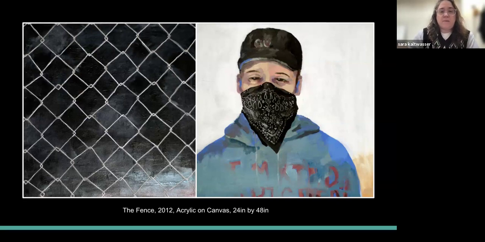This was a painting about a peer who had been kettled against a fence. Kettling is a police tactic to enclose people in a space during a protest, or just because. But specifically, it's a tactic used during protests. He was recounting how he felt about that, and I asked if I could make a painting about it.